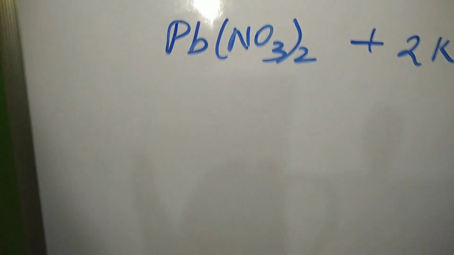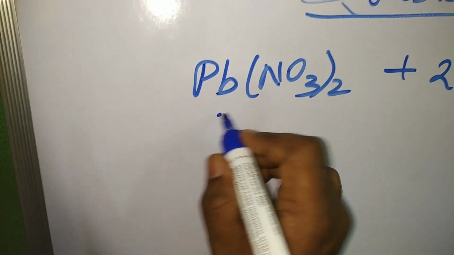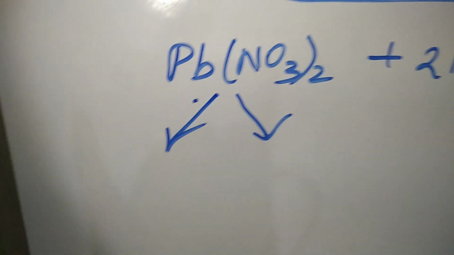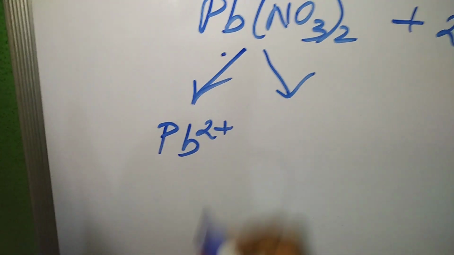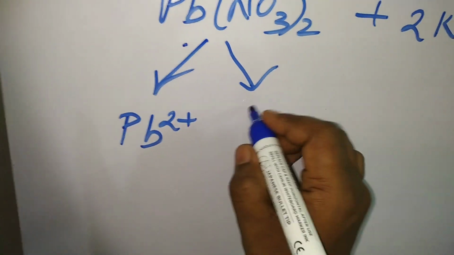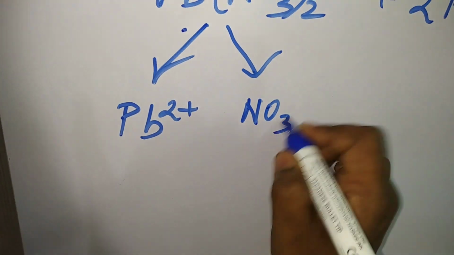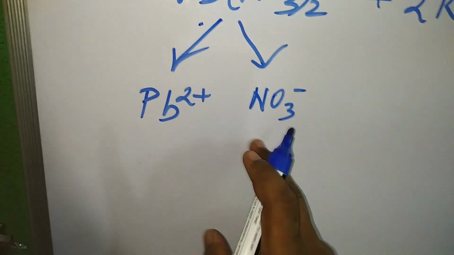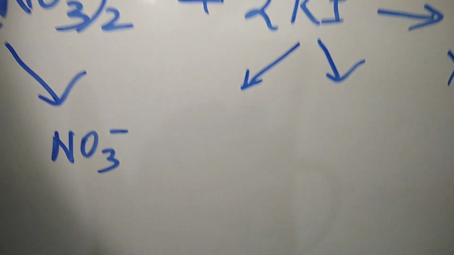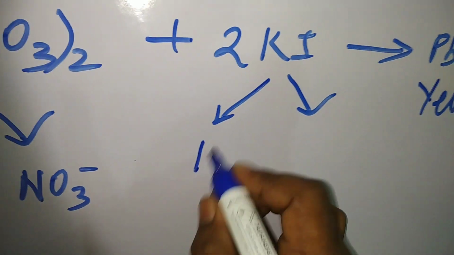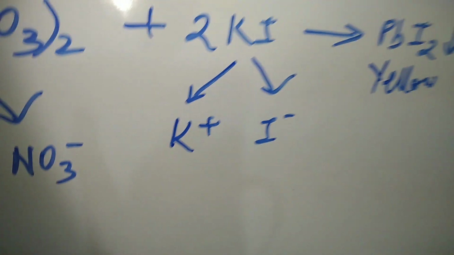See what happens. In aqueous medium, Pb2+ and NO3- ions form. Yes, it will form ions. Same in aqueous solution of KI, K+ and I-.